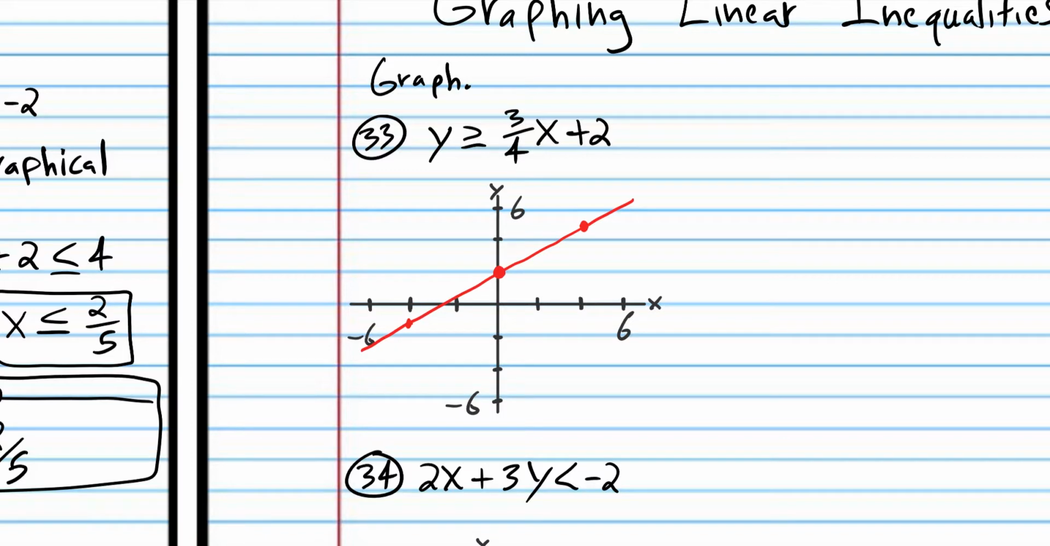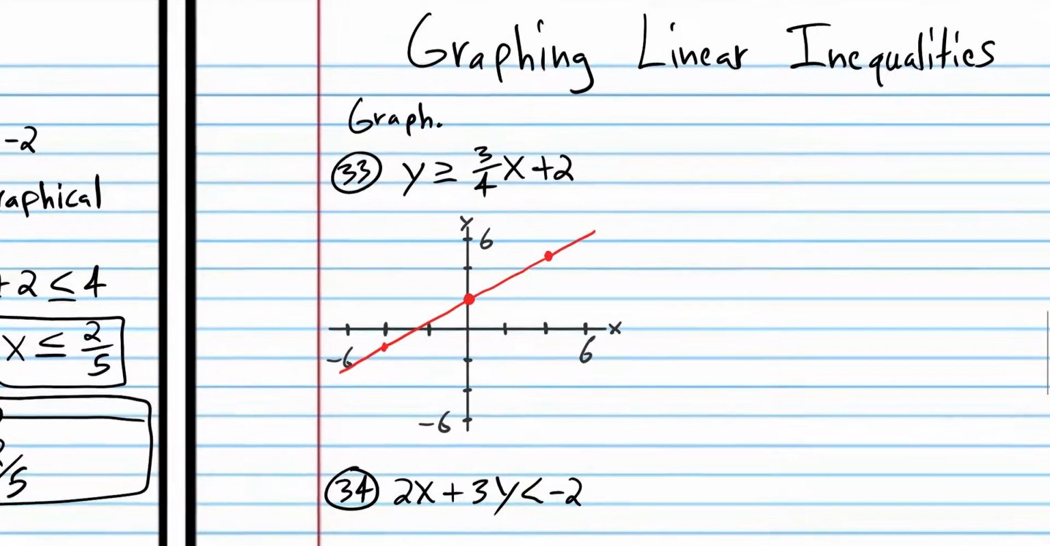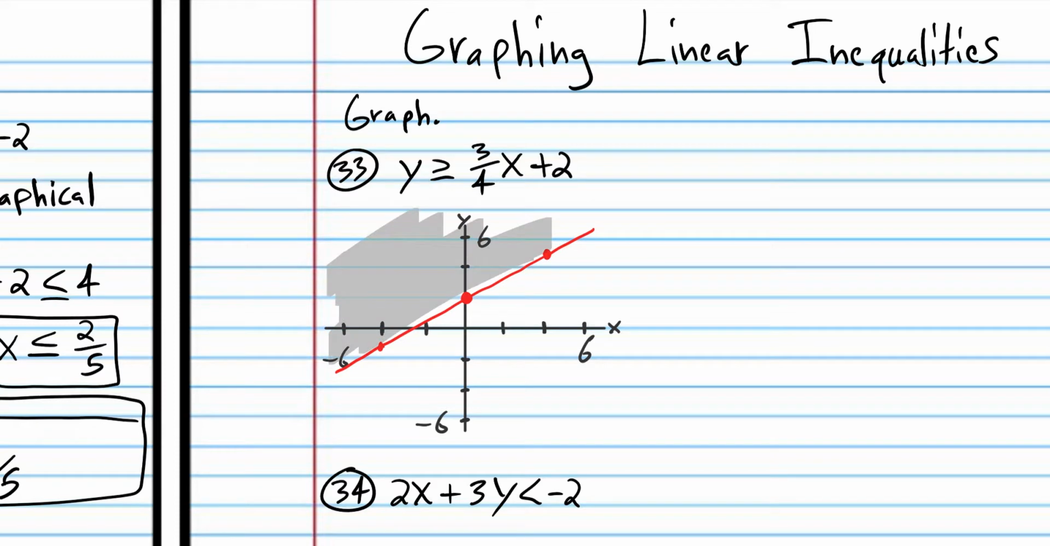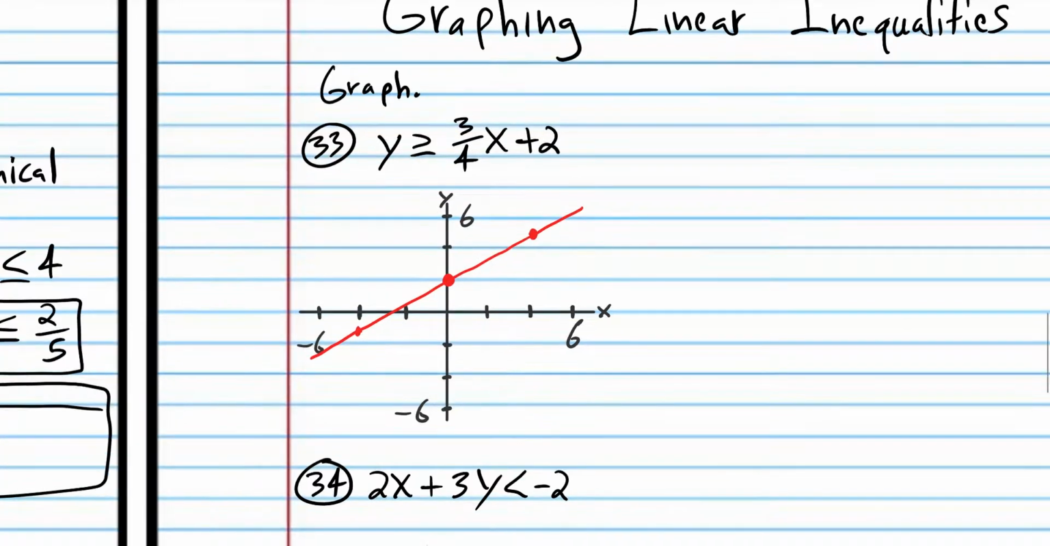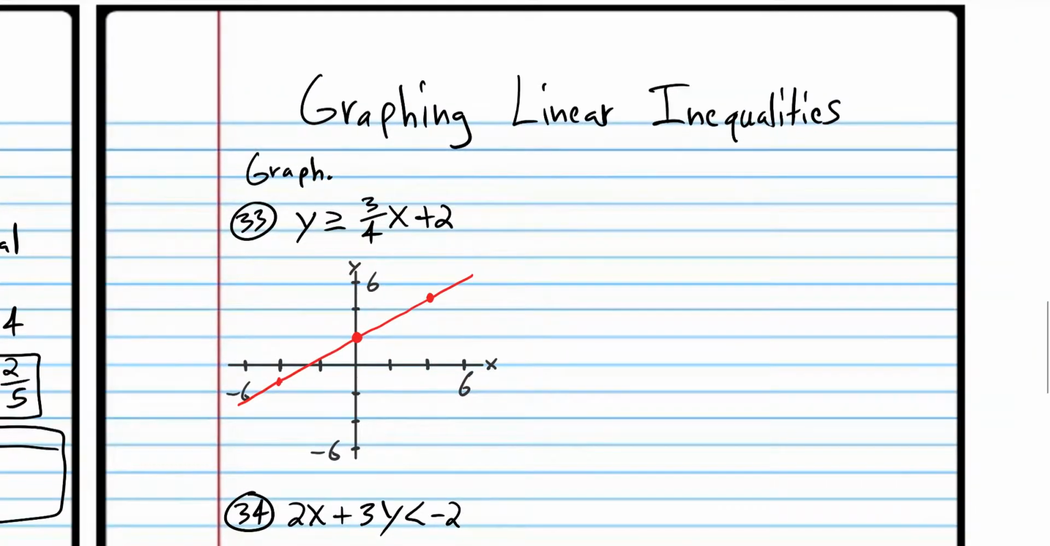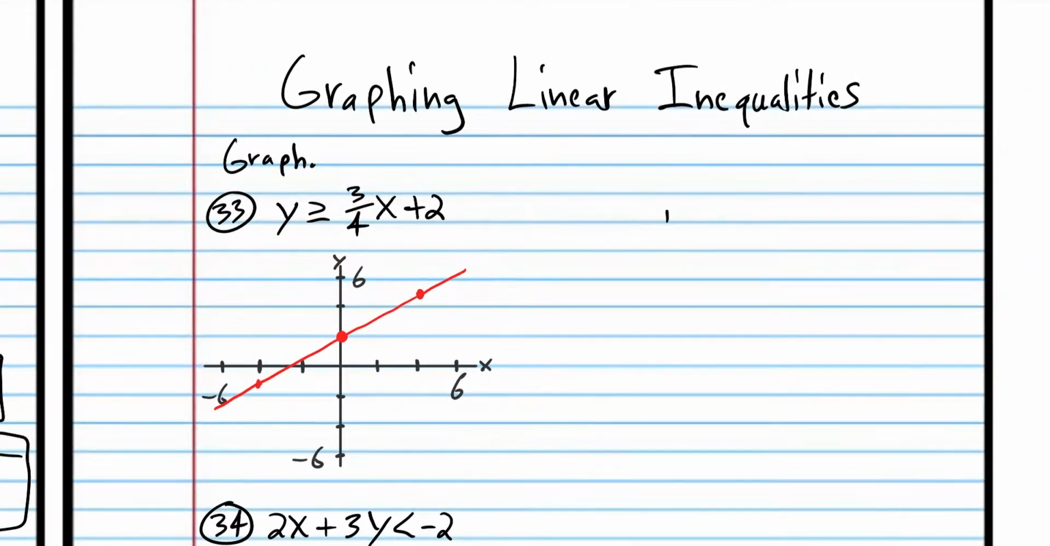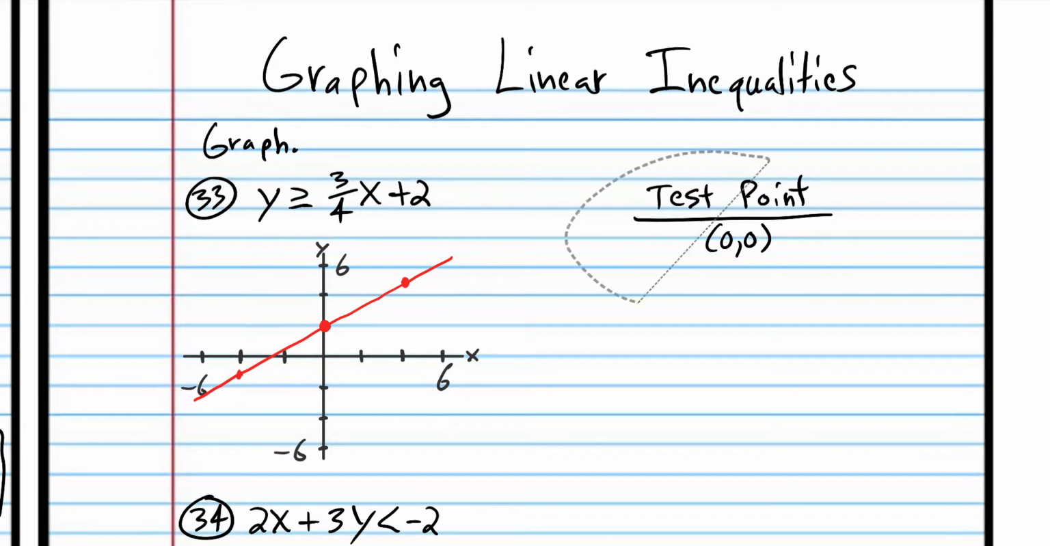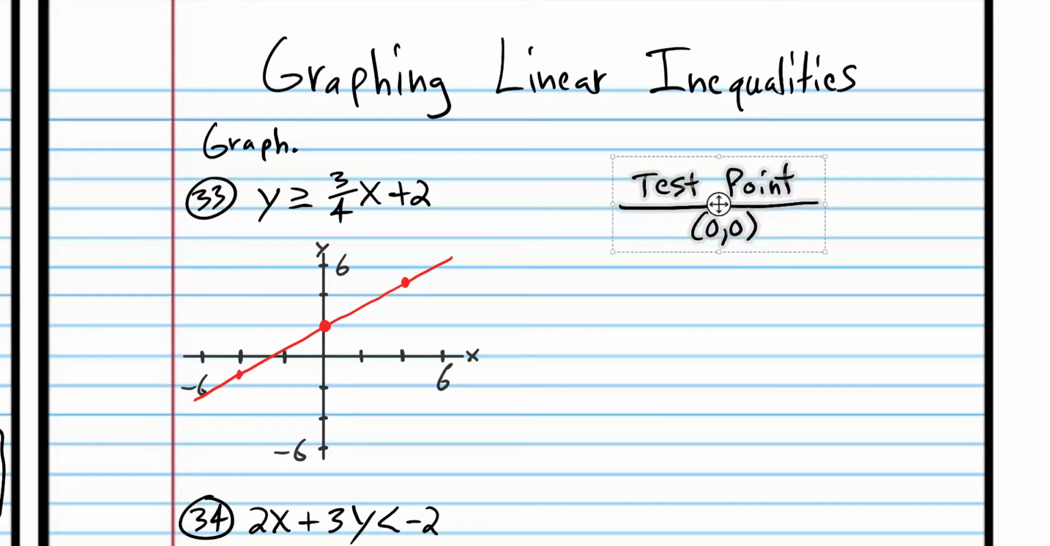And what we're going to do is we're going to either shade this side or we're going to shade this side. Do you remember this from my pre-algebra course? But we have to do a test point to figure out which side works. So probably the easiest point to choose is 0, 0. And so now we're going to plug in 0, 0 to this inequality and see if it works.